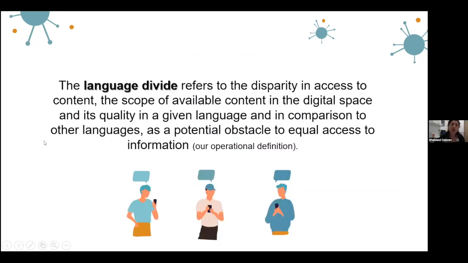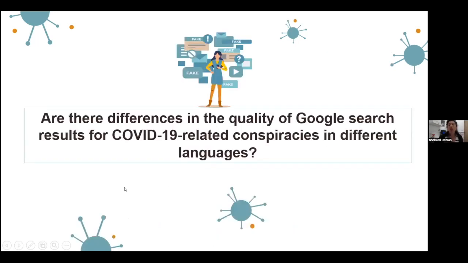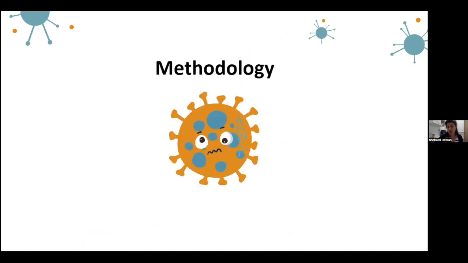From that, we come with the definition of the language divide. The language divide refers to the disparity in access to content, the scope of available content in the digital space, and its quality in a given language in comparison to other languages, as a potential obstacle to equal access to information. Here we asked: are there differences in the quality of Google search results for COVID-19 related conspiracies in different languages? So what did we do?